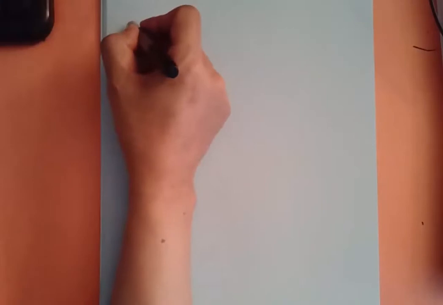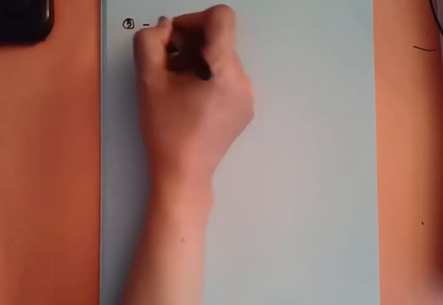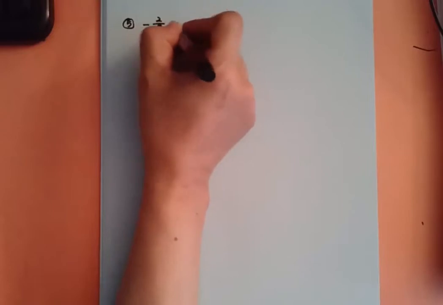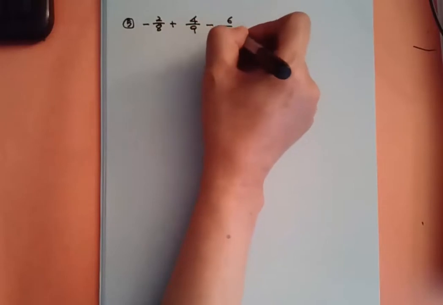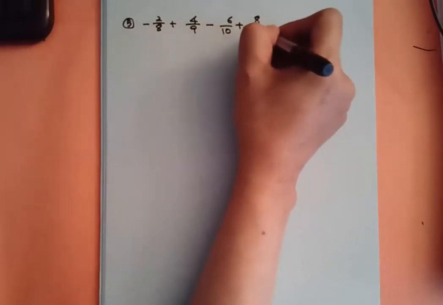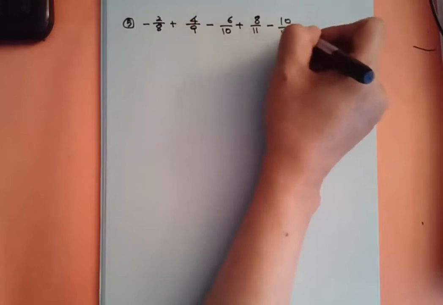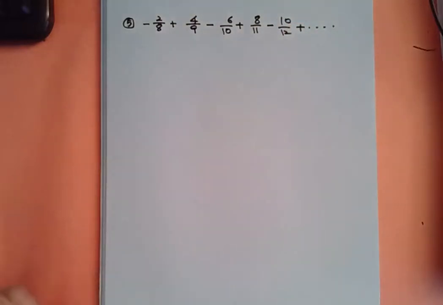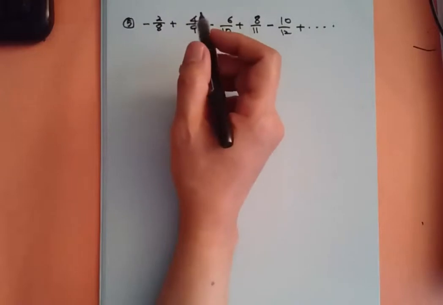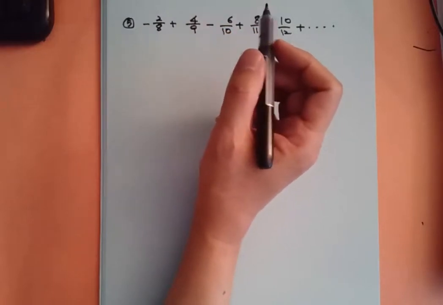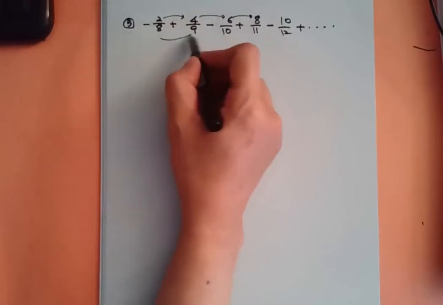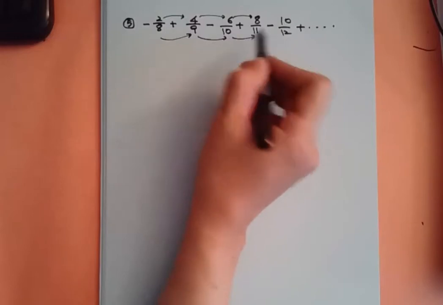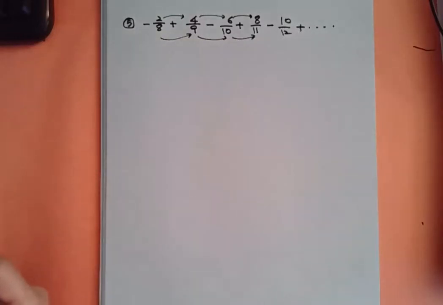Let's do the next problem. The next problem is, it starts with minus 2 over 8 plus 4 over 9 minus 6 over 10 plus 8 over 11 minus 10 over 12, and so on. So the numerator is an even number. And if you look at the denominator, that is just the natural numbers which start at 8.